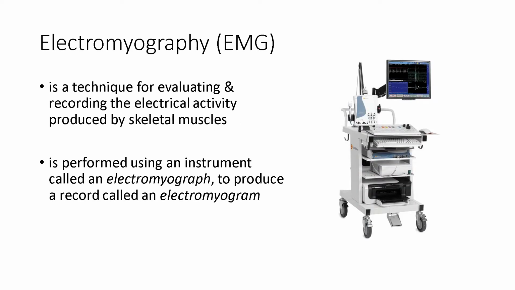The next recording device is electromyography. Electromyography, or EMG, is a technique for evaluating and recording the electrical activity produced by skeletal muscles. It is a diagnostic procedure to assess the health of muscles and the nerve cells that control them. It is performed using an instrument called an electromyograph to produce a record called an electromyogram.